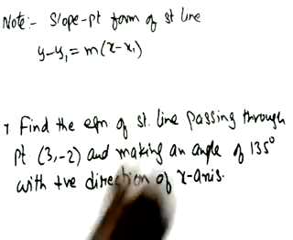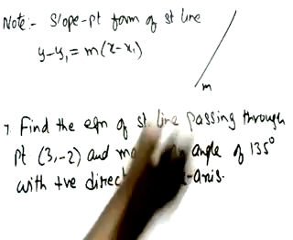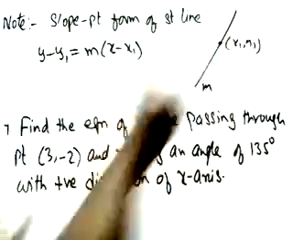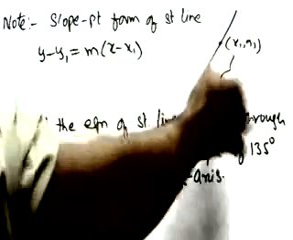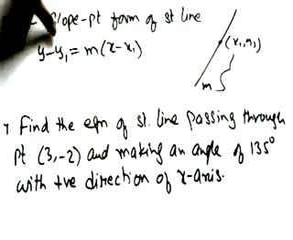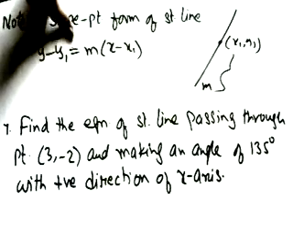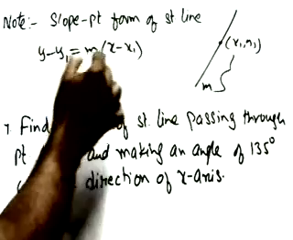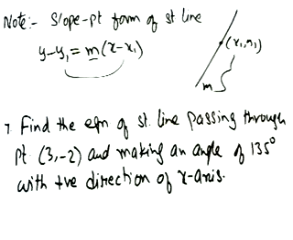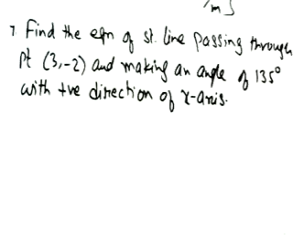Now see the next method. Slope point form of a straight line. Suppose we have the slope of a line, and suppose the line passes through some point x1, y1. So when slope and point are given, we have to use the formula to find the equation: y minus y1 equals m into x minus x1.